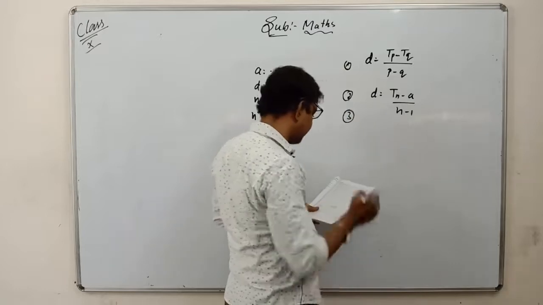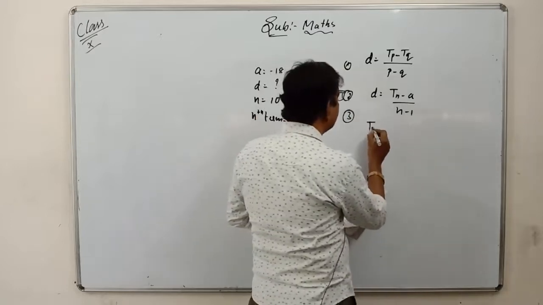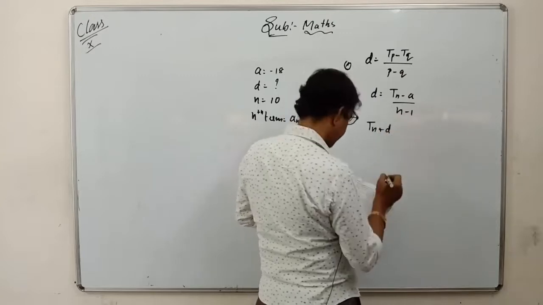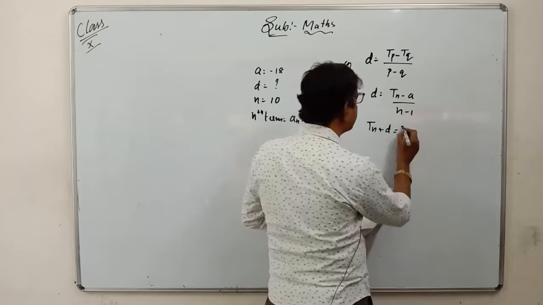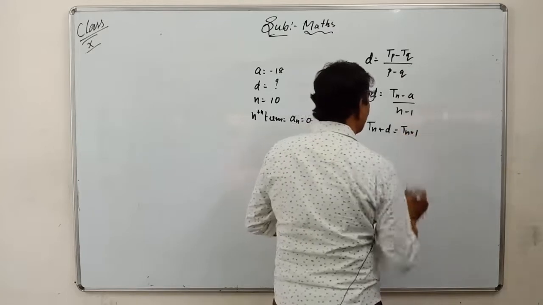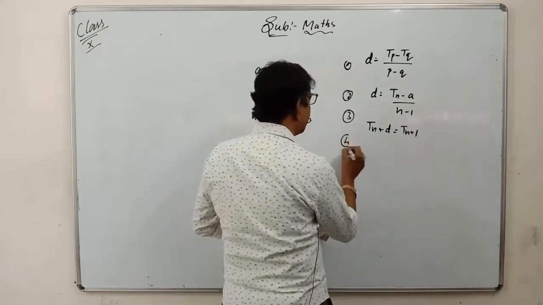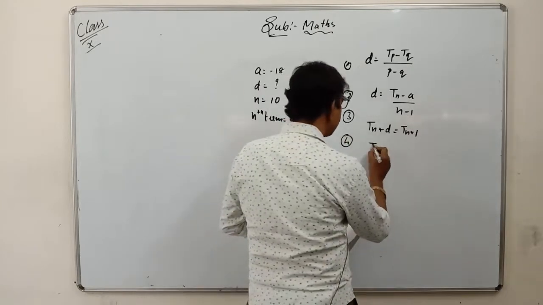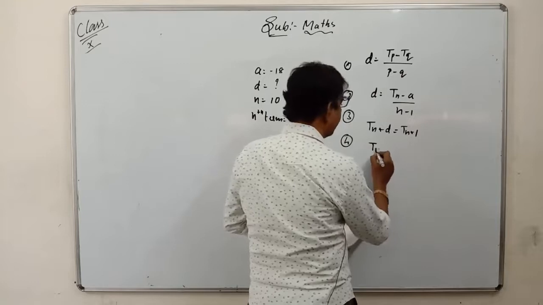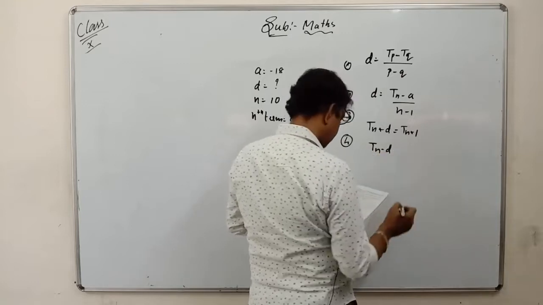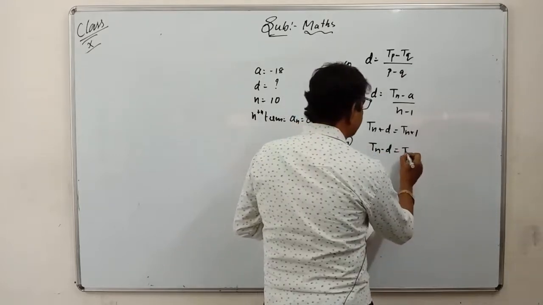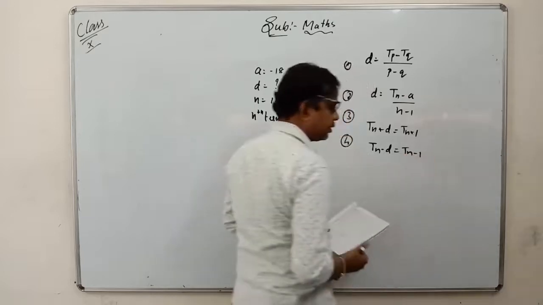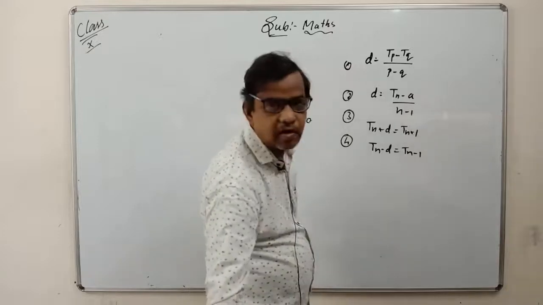The third one he has given there: Tn plus d equals Tn plus 1, and the fourth one you have: Tn minus d equals Tn minus 1. So these things should be copied here.